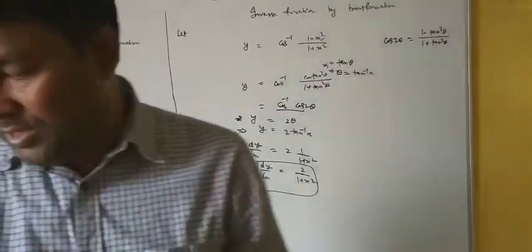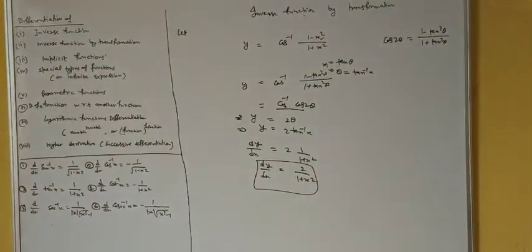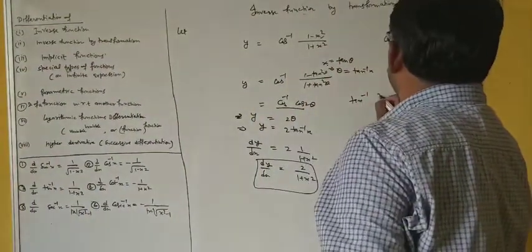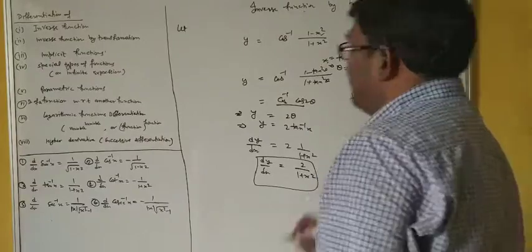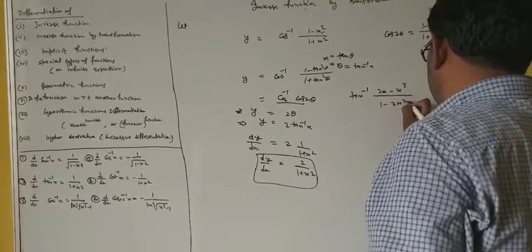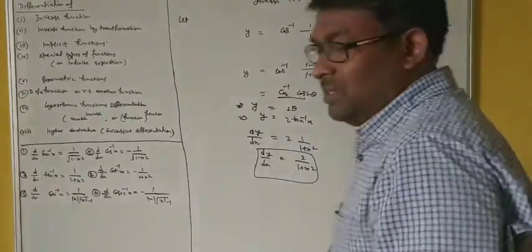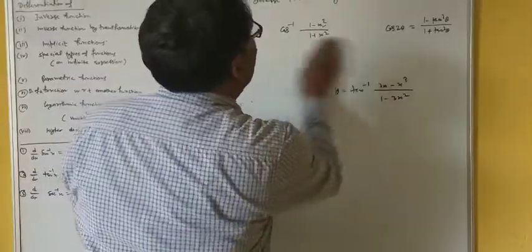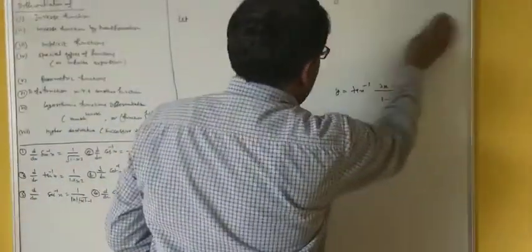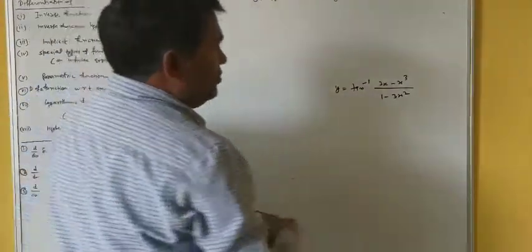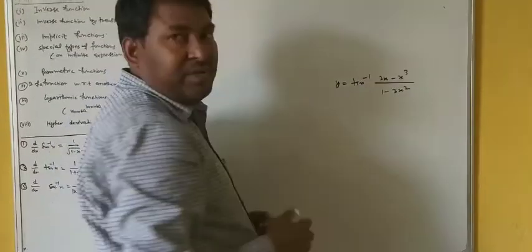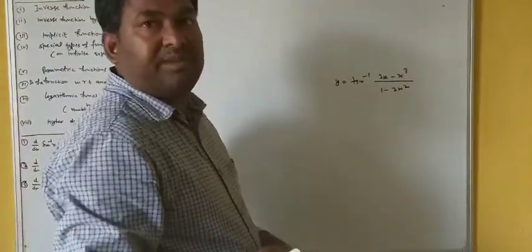Some more numericals, like tan inverse of 3x minus x cube upon 1 minus 3x square. Now see, let y be this. Then think, what can you consider and how can you solve? If you know, you can recall 3 tan theta minus tan cube theta upon 1 minus 3 tan square theta. That is the formula of tan 3 theta.